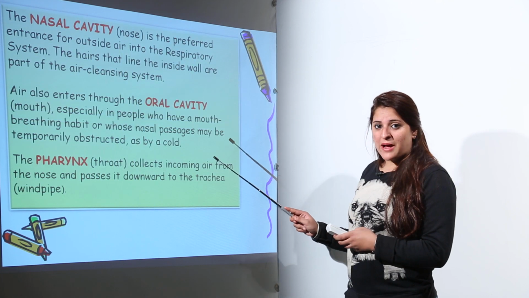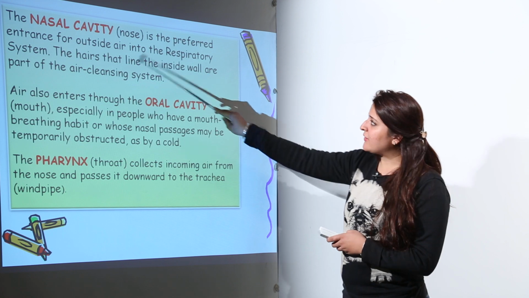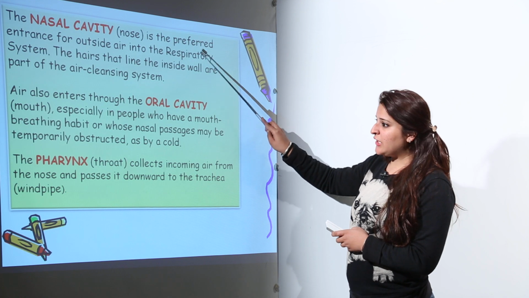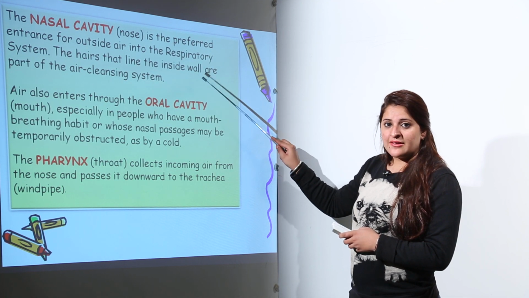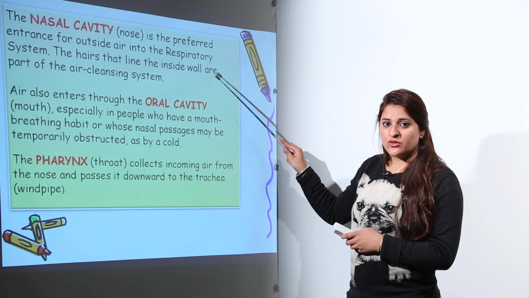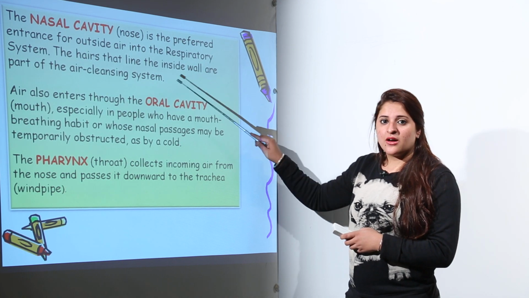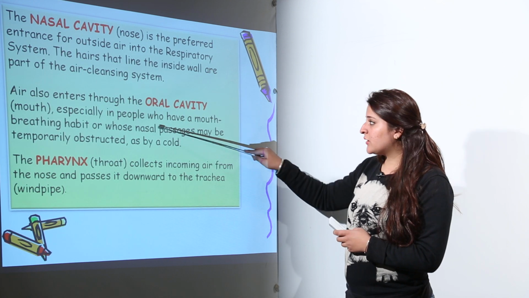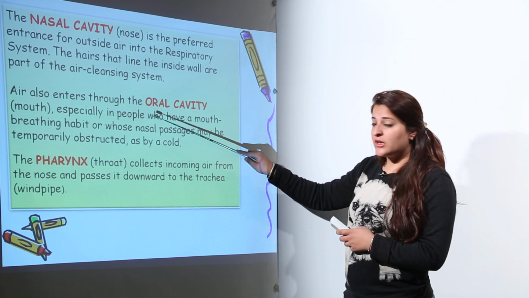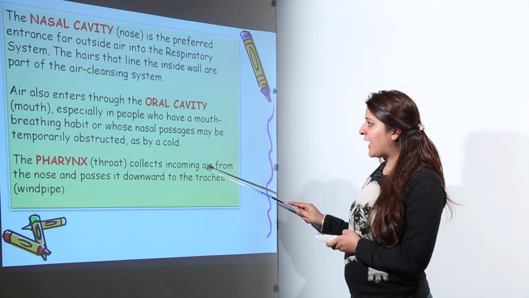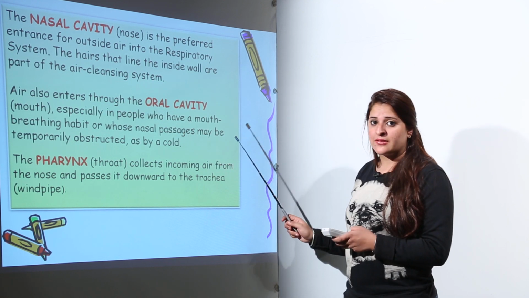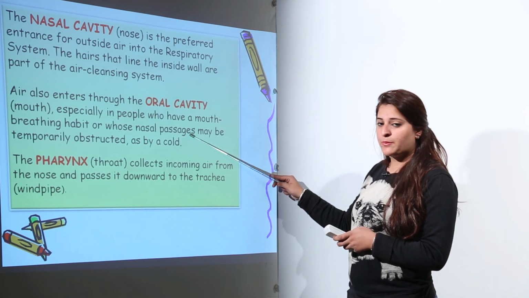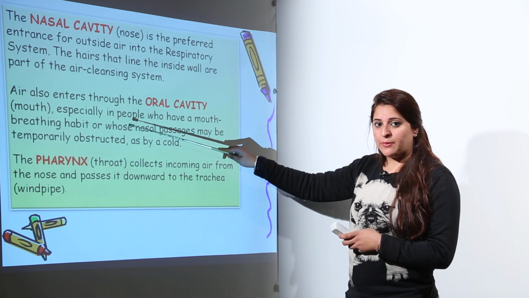Now moving on to the various parts of this respiratory system. The first part is the nasal cavity, which we call the nose. It is an entrance for outside air to enter into the respiratory system. There are various hairs that line the inside wall of the nostrils, and these act as an air cleansing system. Air sometimes also enters the lungs through the mouth, in people who have a mouth breathing habit, and in those whose nasal passages are obstructed. It actually happens during a cold too. When nasal passages are obstructed, people usually take breath through the mouth.